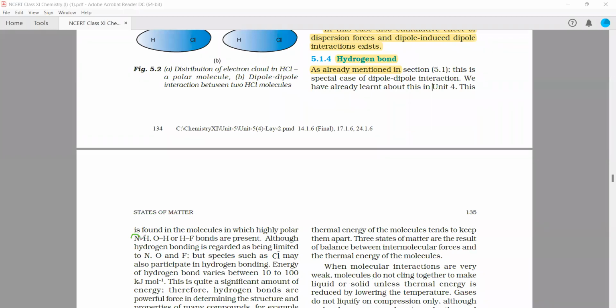I already told you it is found in N, O, and F types of molecules, elements only. If these three types of elements are present and electropositive hydrogen is present, and it should be in close proximity, so all of these three things together, then only you will see hydrogen bonding. Although hydrogen bonding is regarded as being limited to FON, species such as CF minus may also participate in hydrogen bonding. This is also seen sometimes and not always.